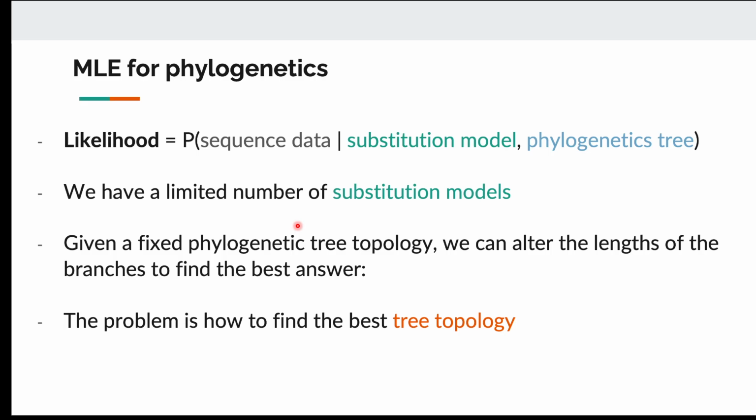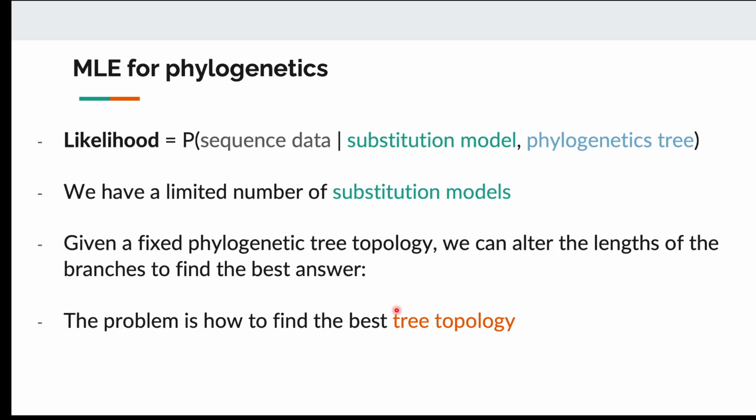Okay, so let's see how we apply this to phylogenetics. For phylogenetics, the likelihood is the probability that we see the sequence data, the molecular data, the phenotype data, given two things: that the substitution model is correct, like the one that we picked, and the phylogenetic tree that we are going to produce. So we have two components in the model, the substitution model and the phylogenetic tree. The good thing is, we have only a few substitution models. Good thing the statisticians don't create thousands of models for us.